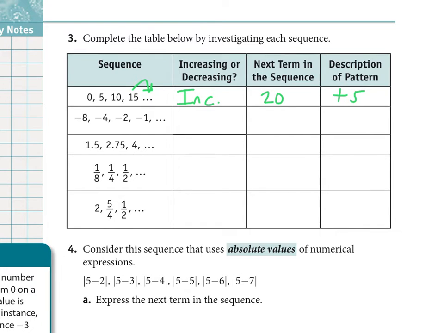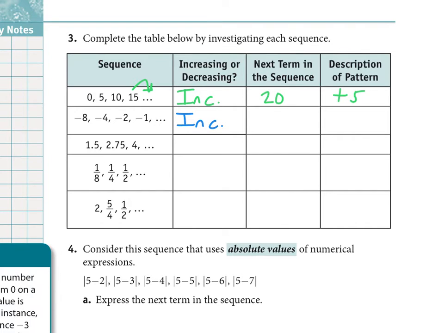Okay, how about the next one? We go from -8 to -4 to -2 to -1. Is that increasing? Are the numbers getting bigger or smaller? Careful on this one. Since the numbers are negative, even though they look like they're getting smaller, this is actually increasing because the numbers are getting larger. They're getting less negative, right? So anytime on a number line, if you're moving to the right, it's increasing.